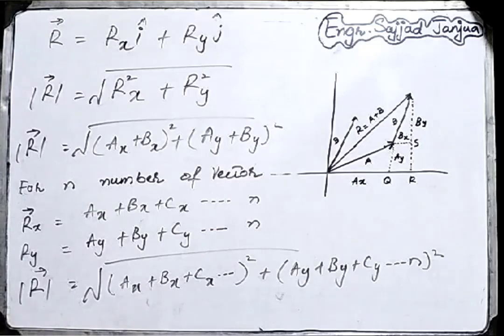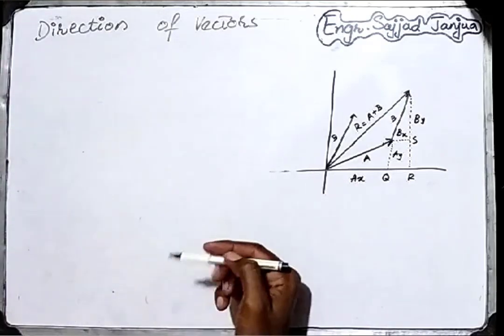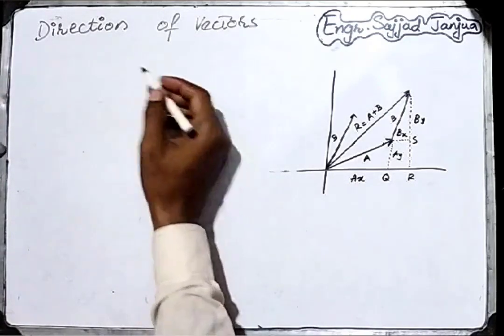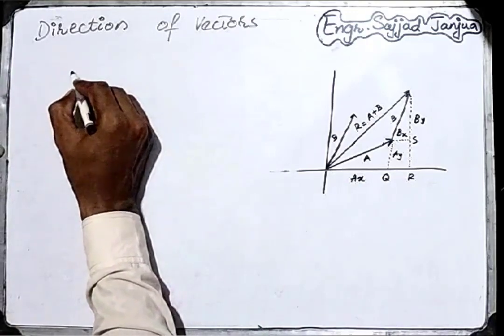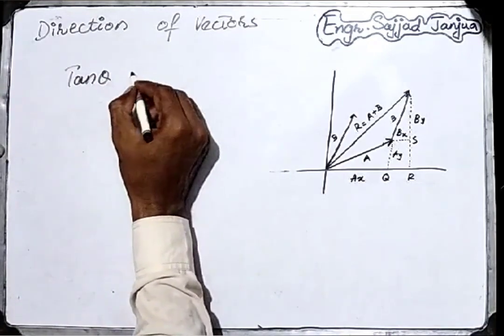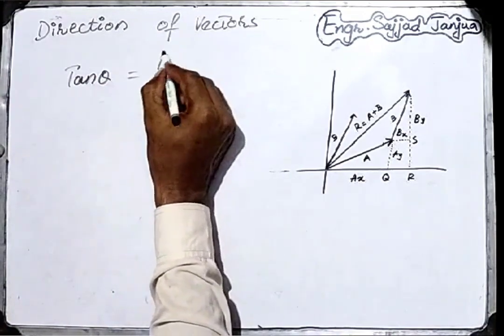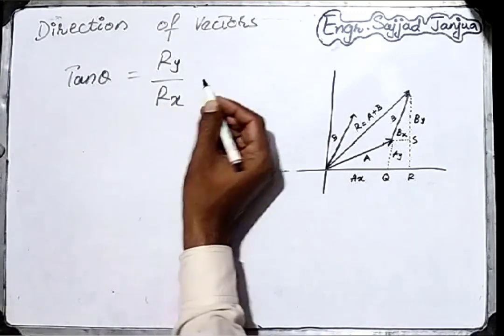So now we will find the direction of the vector. Now we will find the direction of the resultant vector. To find the direction of the resultant vector, we use the relation tan theta, which is equal to Ry over Rx.